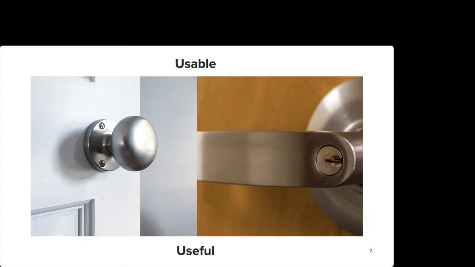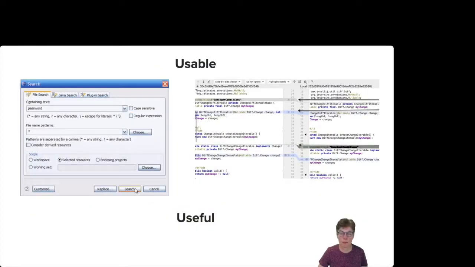Many might consider the one on the right, the lever, to be more usable because it can be used by more people in more contexts. In fact, in the city I live in 2014, they started requiring levered door handles because it can accommodate more individuals with disabilities. But do we know much about what makes a software tool usable and useful?